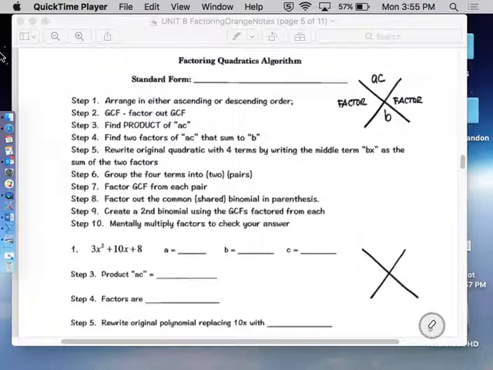to walk through a process for factoring quadratics. The standard form of a quadratic, the A, B, and C, that's a standard form. So I've got 10 steps arranged here, but you're going to run through these quickly in your mind. The more you do this, the easier it gets.